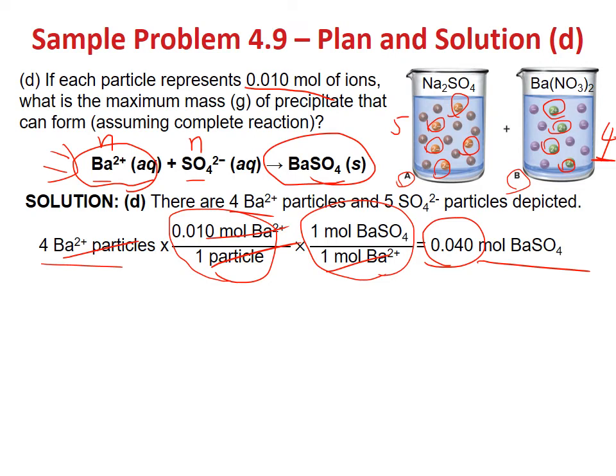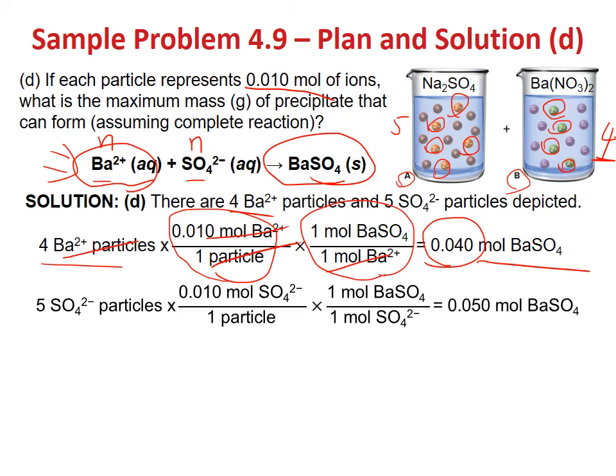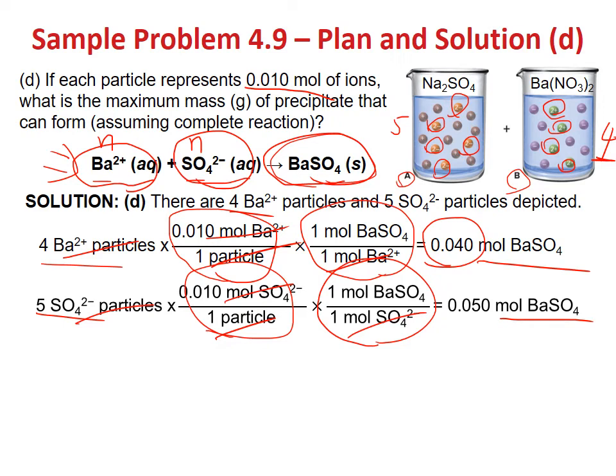Now let's calculate the product from sulfate. So 0.05 moles of sulfate, and that gives you moles of sulfate. And according to stoichiometry, 1 mole sulfate gives 1 mole barium sulfate. Again, use a conversion factor, so cancel moles of sulfate to give you moles of barium sulfate. So if all sulfate ions are consumed, then we can make 0.05 moles of barium sulfate.